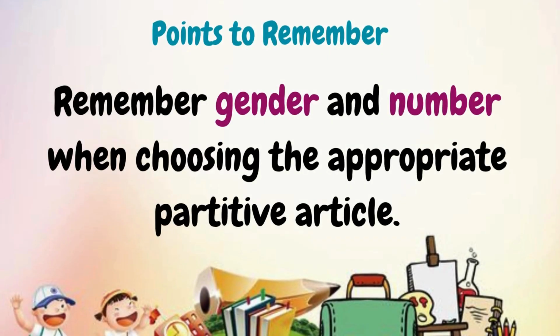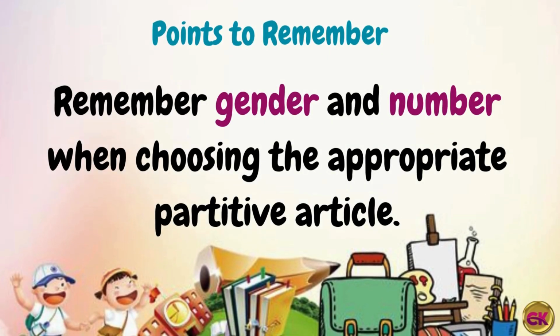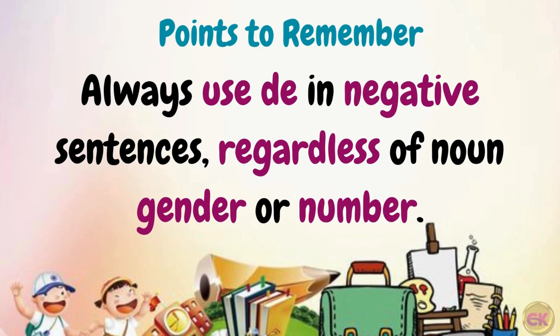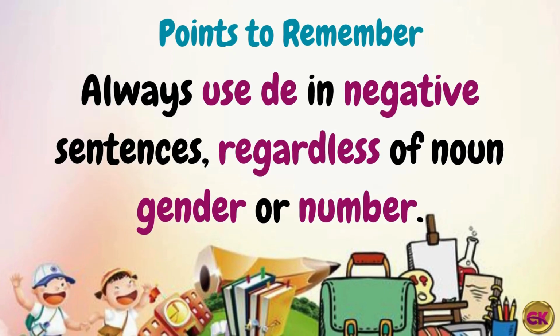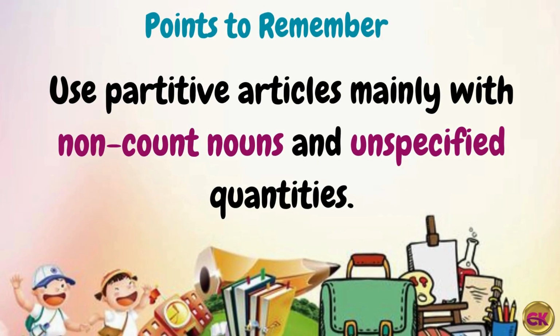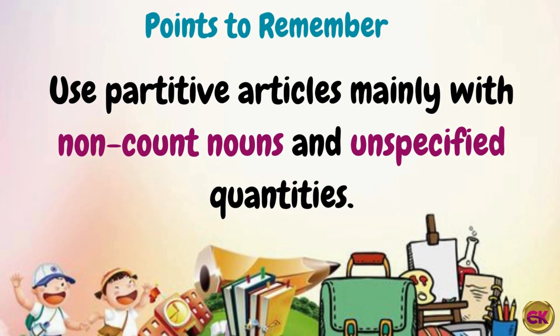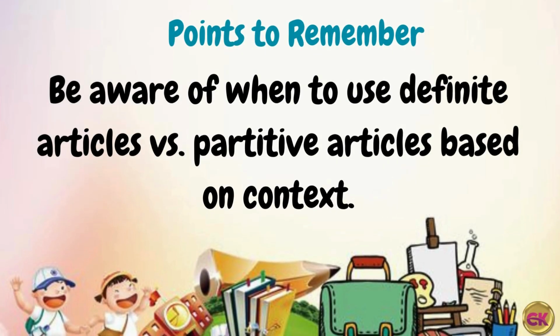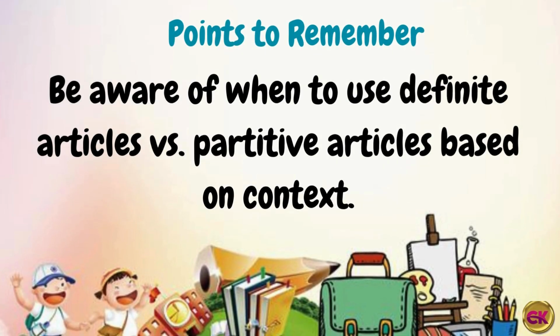Points to remember. Remember gender and number when choosing the appropriate partitive article. Always use de in negative sentences, regardless of noun gender or number. Use partitive articles mainly with non-count nouns and unspecified quantities. Be aware of when to use definite articles versus partitive articles based on context.